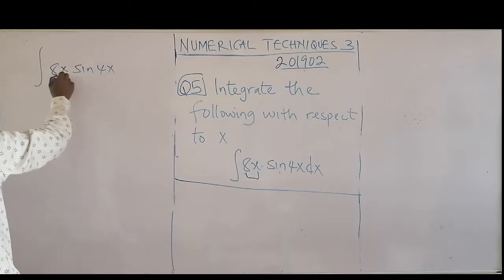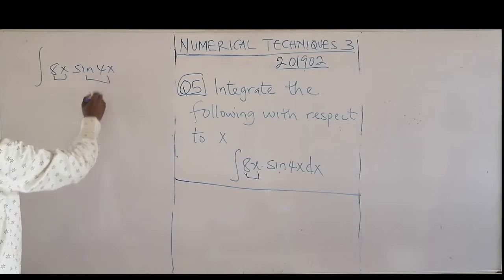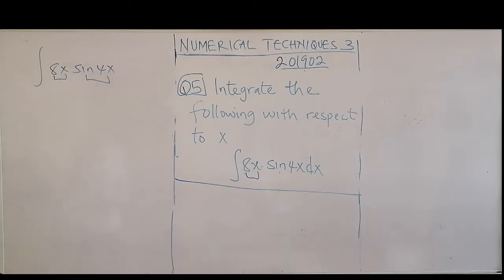Both of them are differentiable, but we are going to pick one. Let's pick u equal to 8x. Why? Because it becomes simpler on differentiation. So if you differentiate this with respect to x, you have 8 dx.